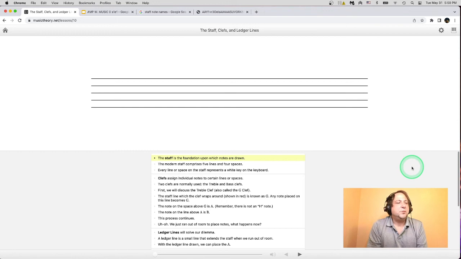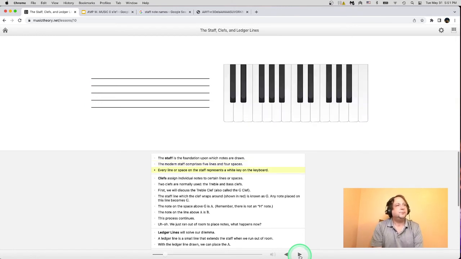So, Western music is organized like this. It has a staff, and the staff is basically the notepad for Western music. It has 5 lines, usually. And as you can see, in between those 5 lines, there's 4 spaces. And each line and space corresponds to a white key on a piano.